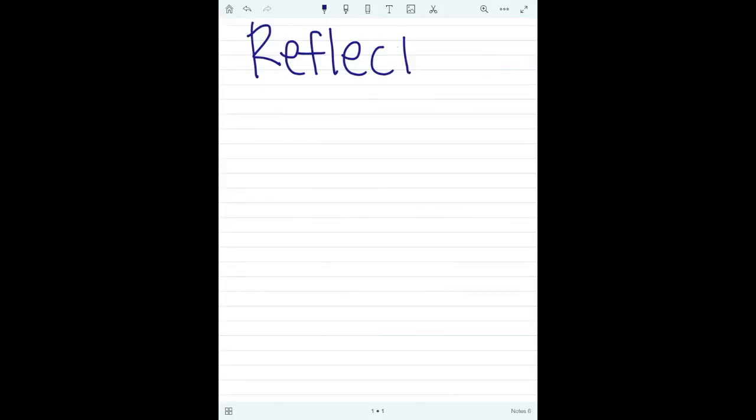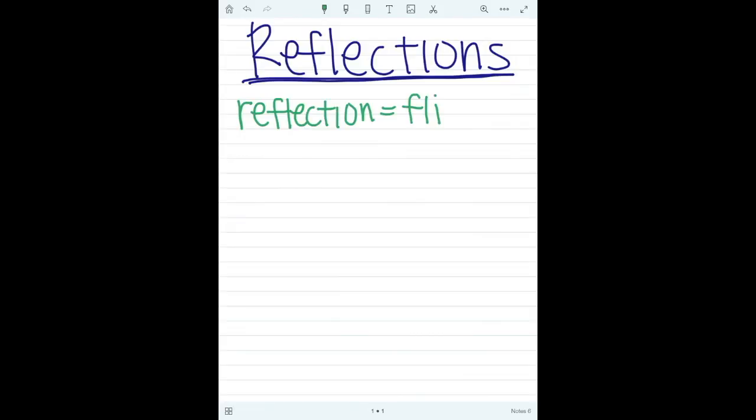Ryzev, and today we're going to be talking about reflections. So first things first, what is a reflection? Well, a reflection is basically a flip.